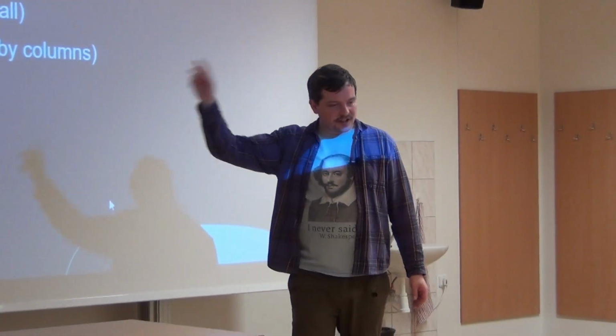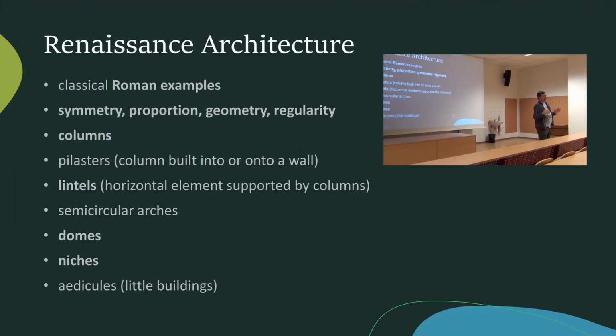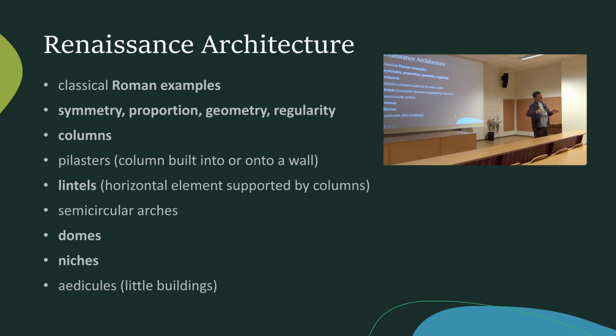Now, symmetry, proportion, geometry, these are very important words. In a way, Renaissance architecture is a very mathematical style. It is very much done as if you were in a geometry lesson.